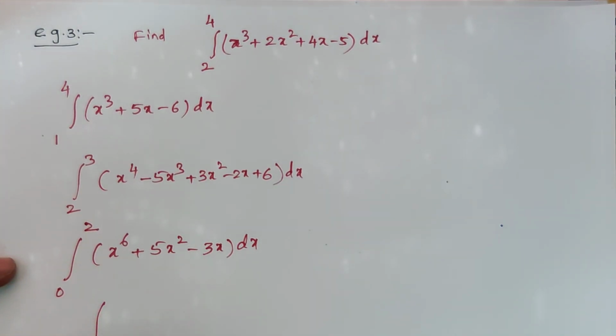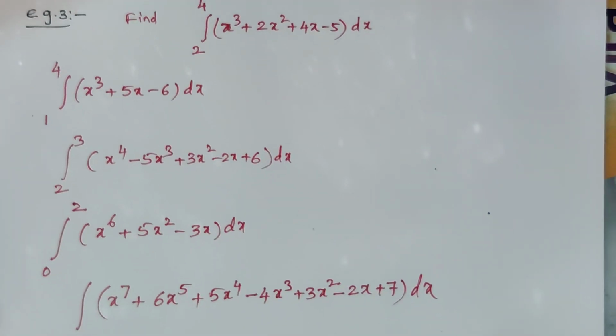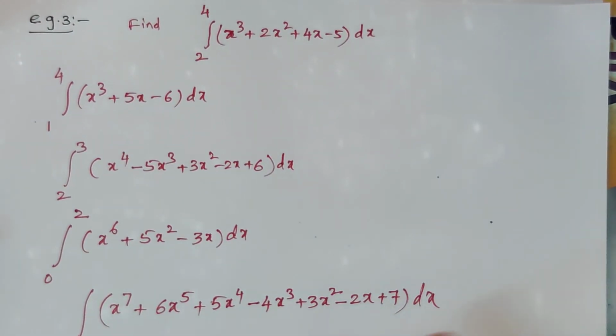And solve integral, just integral x to the power of 7 plus 6x to the power of 5 plus 5x to the power of 4 minus 4x cube plus 3x square minus 2x plus 7 dx. Just solve this without limits, upper limit and lower limit. Okay. How many homeworks are given? 1, 2, 3, 4, 5. Right. All the best. Thank you.